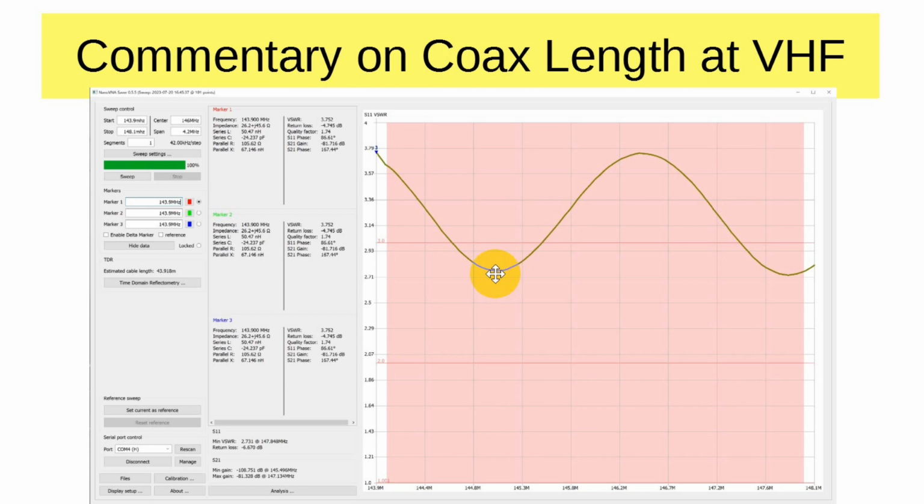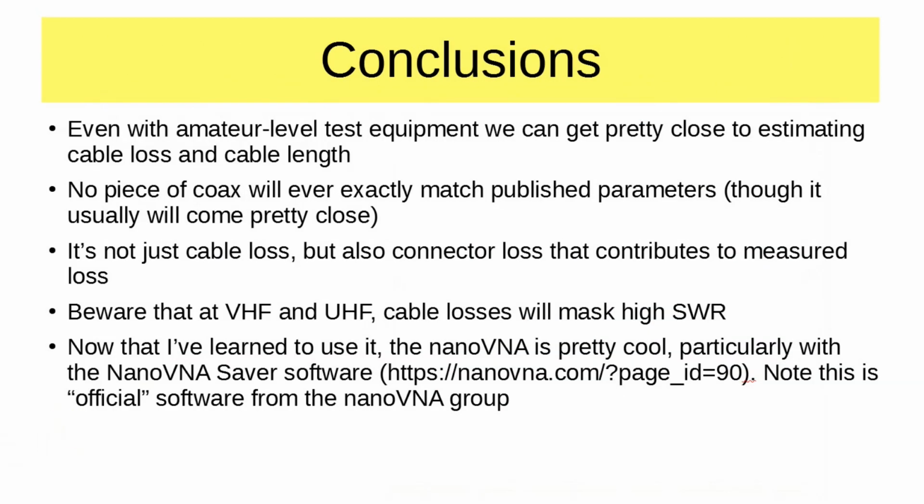Moral of the story? The moral of the story is simple. Be sure to make sure that your antenna is properly matched so that you don't lose all your power, both going up and coming back on receive. Okay, in conclusion, I think we can say that even with amateur level test equipment, we can get pretty close to estimating cable loss and cable length. No piece of coax will ever exactly match the published parameters, but it usually will come pretty close.